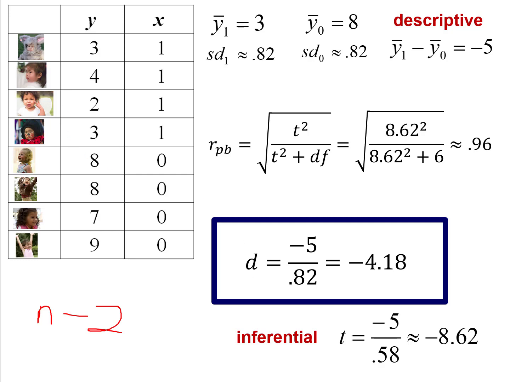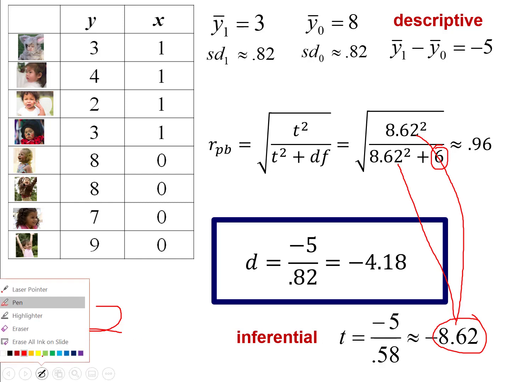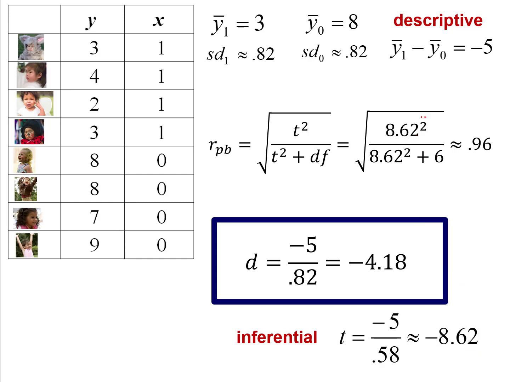So we have a total of 8 children. And so our degrees of freedom are 6. So I'll just take this. We got our t-value of 8.62. I'll plug that there. And that same value goes right here. And our degrees of freedom is 6. So we have t squared, 8.62 squared, divided by t squared plus degrees of freedom, 6. And once I do that, then I take the square root of that, and that comes out to be, with rounding, 0.96. So that is our point biserial correlation.